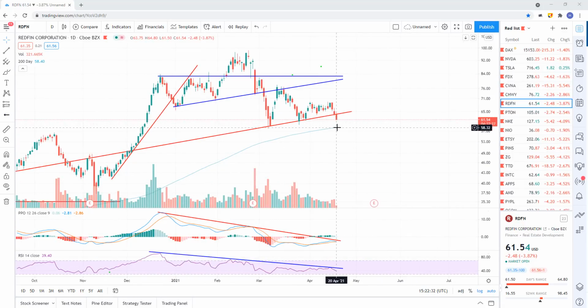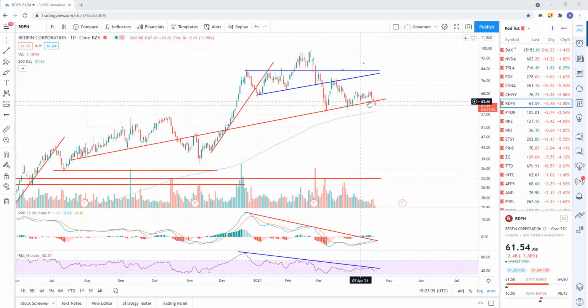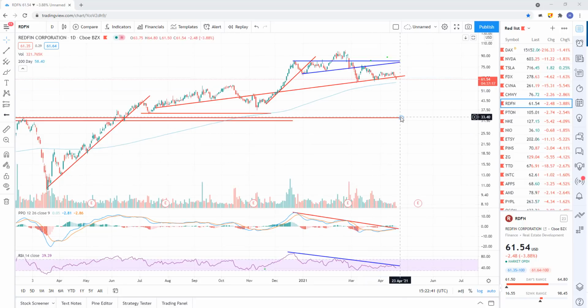We have the 200-day right below as well, so we're probably going to bounce off the 200-day and maybe come back up and hit this as resistance and then roll over. But it looks like that's heading down south. So we're going to watch that one.